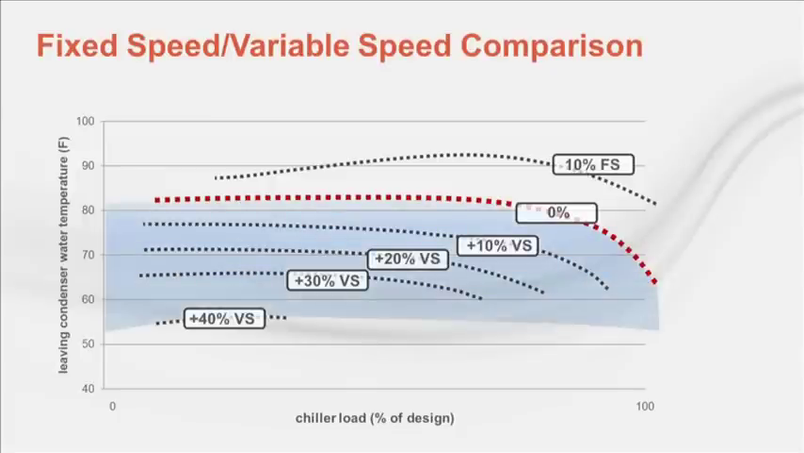Remember, the area below the 0% line benefits the variable speed chiller. Above and to the right, the fixed speed chiller performs better. Also, the percent savings can be a little misleading. For example, it would take 3 hours of operation at 30% load and a 75-degree leaving condenser water temperature to offset 1 hour of energy use at 90% load and 90-degree leaving water temperature. So as the load reduces, you need more hours of operation, or DOTs, to offset additional energy use.